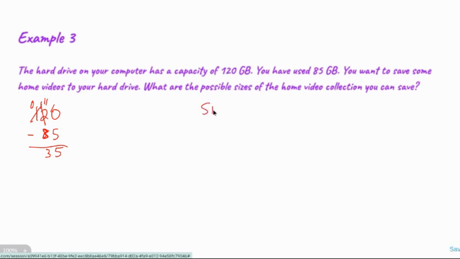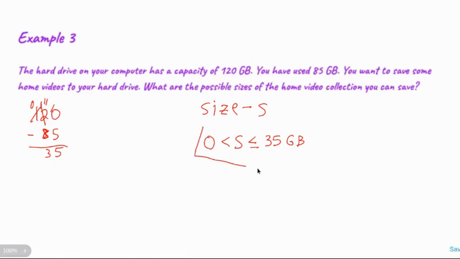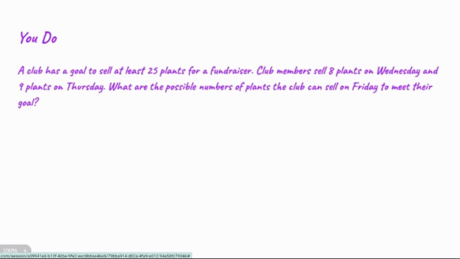So our size will be a variable s, okay? So s has to be less than or equal to 35 gigabytes. But I'm going to go a step further because obviously we can't make a negative gigabyte video. So I'm going to say it has to be greater than 0. I'm assuming that if it was equal to 0, it wouldn't be a video at all either. So that's why I'm not putting the equal sign here. That's how we'll describe our answer. So go ahead and give this problem a chance.